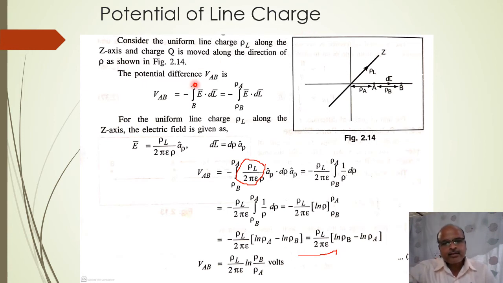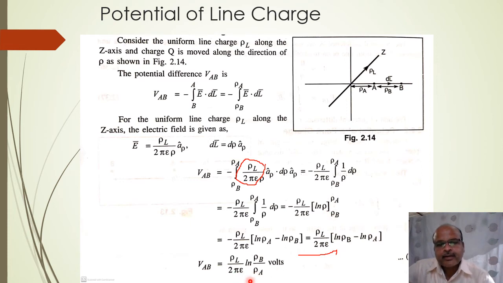This derivation is also easy. For a line charge, we have to recall the electric field intensity due to an infinite line charge. In the previous lecture, we derived this equation: E is equal to rho L upon 2 pi epsilon rho, a rho cap, and dl is equal to d rho a rho cap along the rho direction. Put the values, take the limits from rho B to rho A, then take constant terms outside and take the integral. Here the integral is natural log, ln rho, and put the limits, we will get this value.